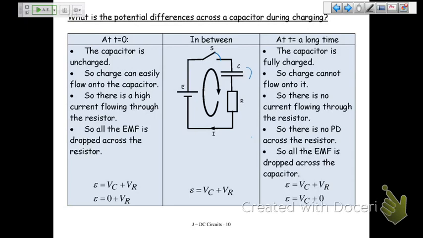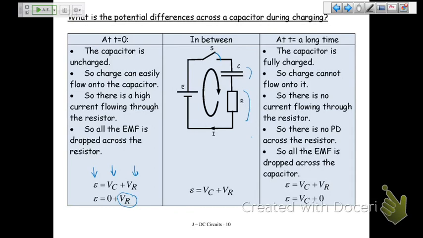Initially, a huge current flows. And that means big current times R gives me a big potential difference. So what I get is that my EMF, which is equal to the voltage across the capacitor plus the voltage across the resistor, is basically equal to the voltage across the resistor. All the voltage is dropped across the resistor when you first close that switch, because there's no charge on the capacitor. So you have 0 and E for your two potential differences. Logically, it makes sense.